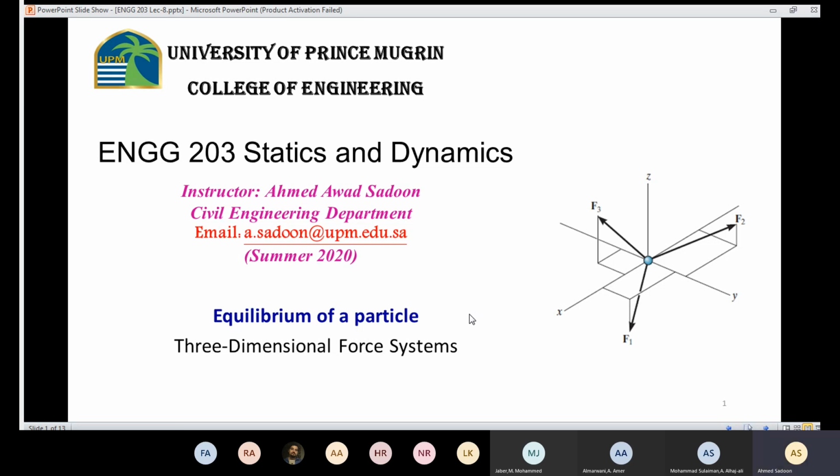Today, we are going to talk about the last thing in that chapter, which is equilibrium of a particle. We are going to talk about how to deal with three-dimensional force systems. Last time we talked about the two-dimensional force system, the coplanar. This time we are going to talk about three-dimensional force systems.